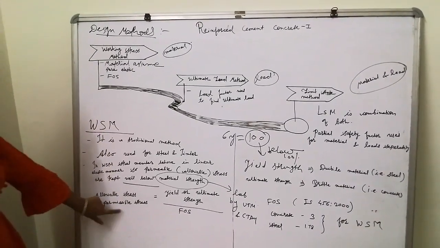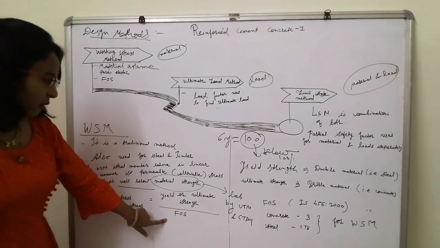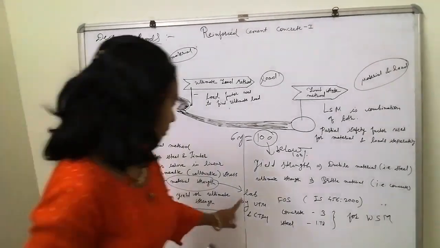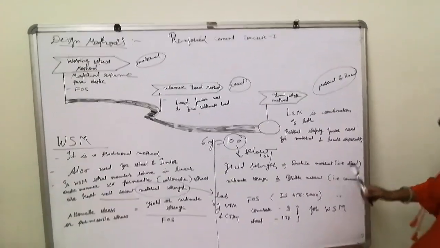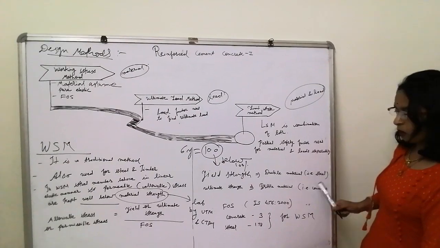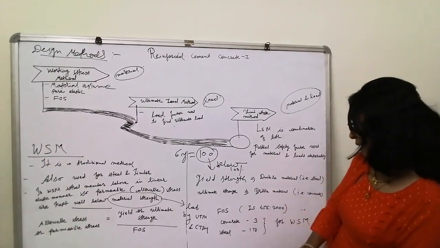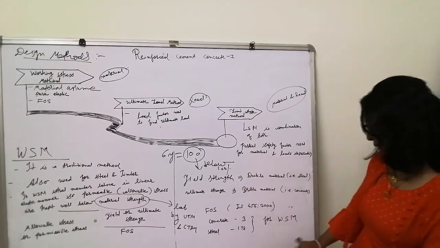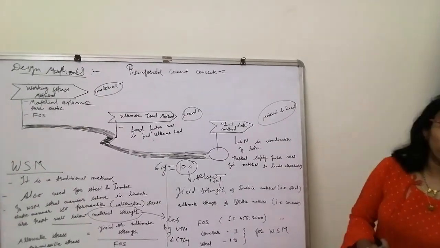Then the formula for the allowable stress or permissible stress is yield or ultimate strength upon factor of safety. Then where we can take the yield strength and where we can take the ultimate strength, this can be determined. We use yield strength for the ductile material, that is steel, and ultimate strength for brittle material, that is concrete. Then according to IS 456-2000, the factor of safety prescribed by the Indian Standard Codes for working stress is 3 for concrete and 1.78 for steel. I hope you get it.